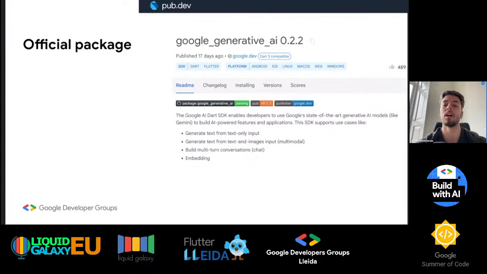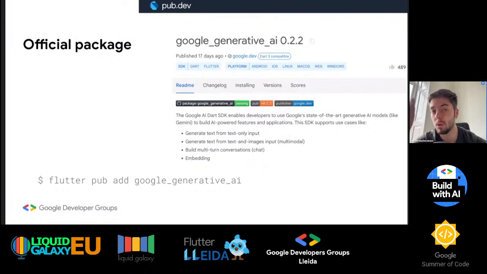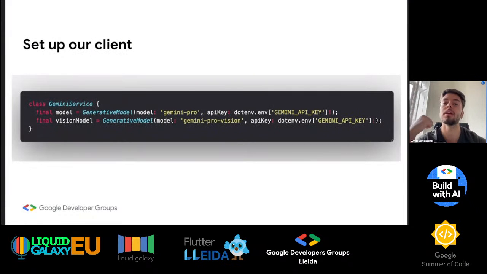Okay, so after we get the key, we are going to install the official package from Google to use the Gemini API. It's called google_generative_ai. Okay, how to install? Very easy. You can run this command, flutter pub add google_generative_ai, in your command line, and you will install this package directly. Or you can go to pubspec.yaml and put google_generative_ai with the current version. After you install the package, you can use it.